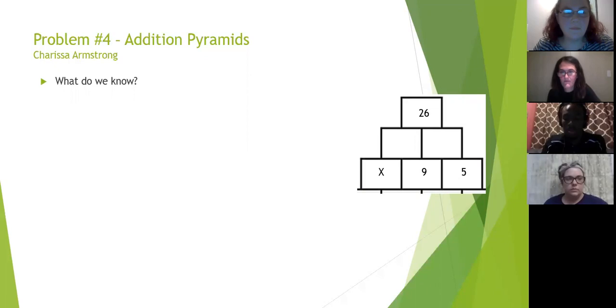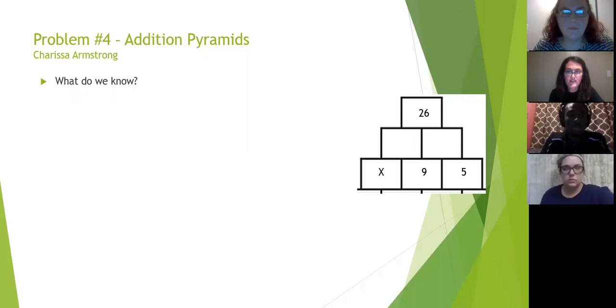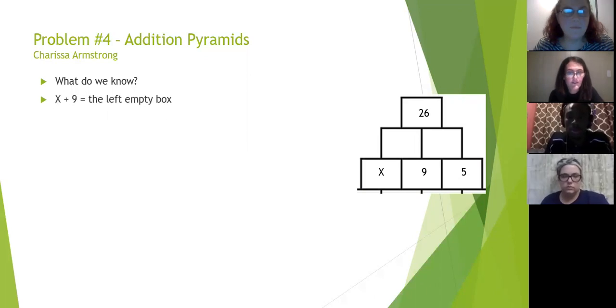Okay. What do we know? We can see that 26 is at the top. We know that the left empty box is x plus 9, and the right empty box is 9 plus 5. So go ahead and click through. And one more.